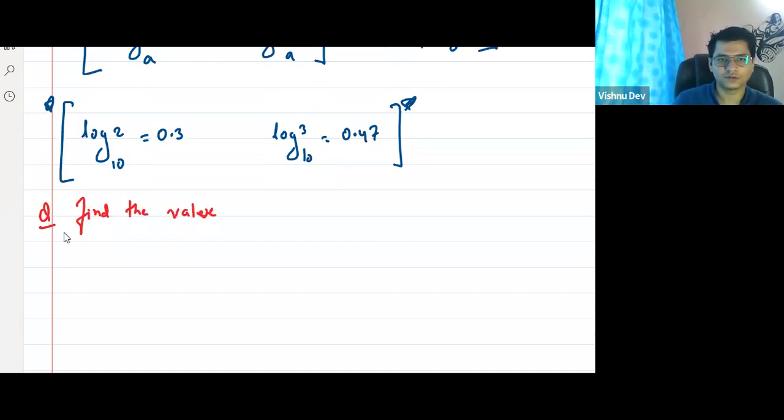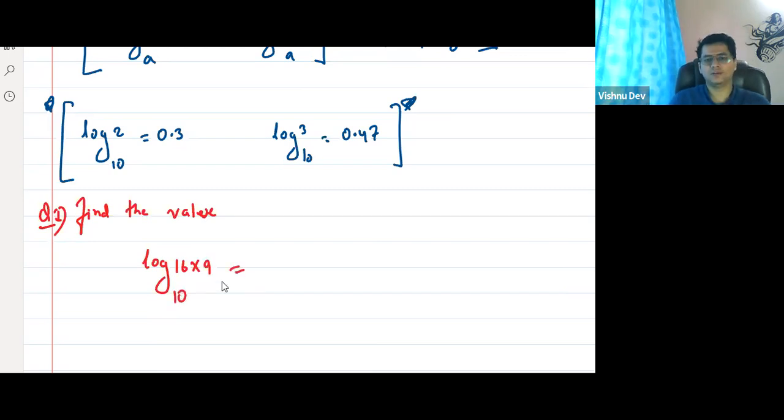This is question 1. You can write it in your notebook. Find the value of log of 16 into 9 base 10. Everyone, take your time, it's fine, and tell me.